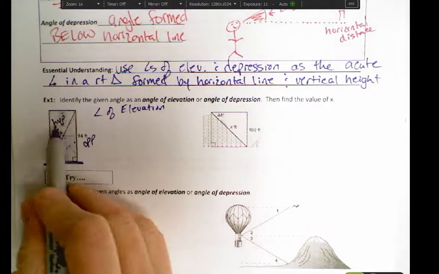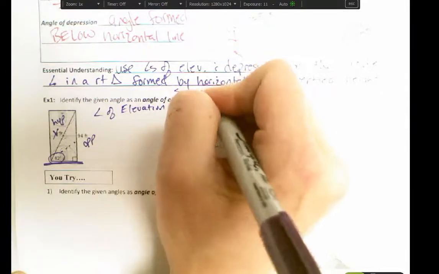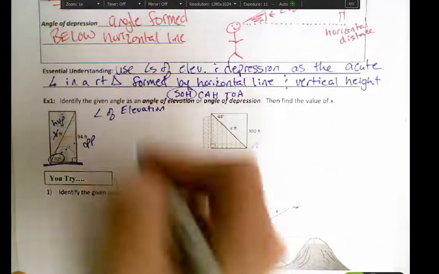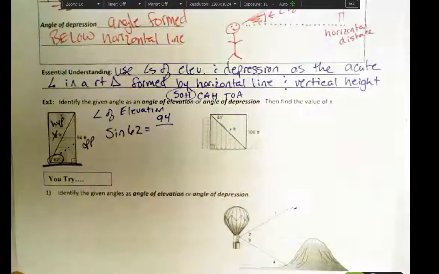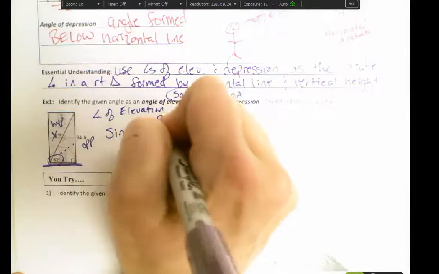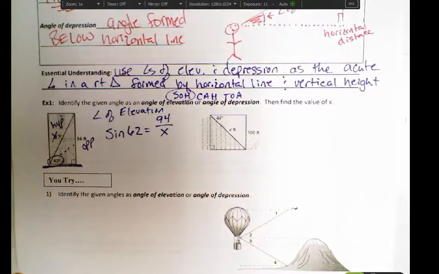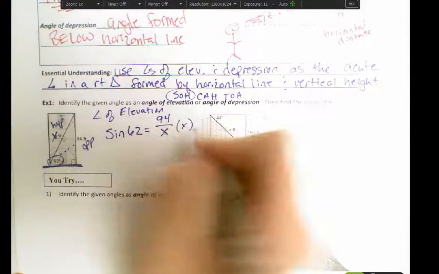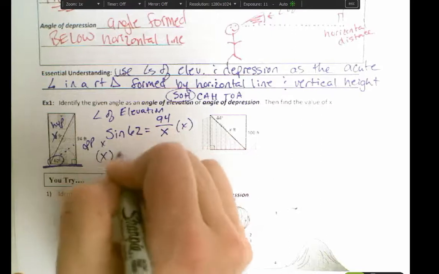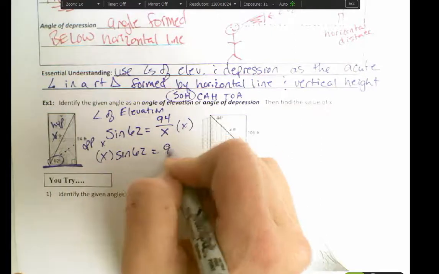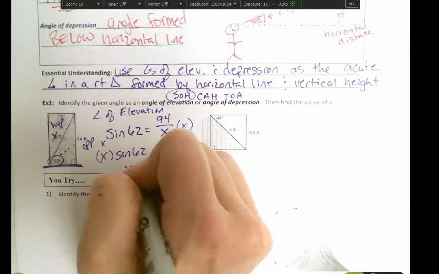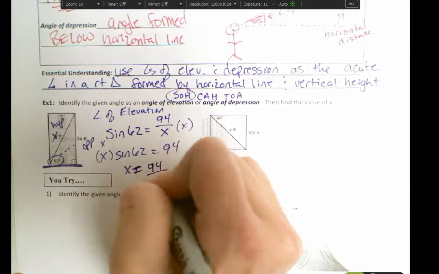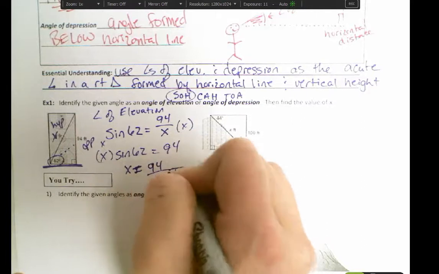I have an O and an H, so I jot down SOHCAHTOA, O and H, so I'm going to use sine. Sine of 62 is equal to the opposite over the hypotenuse, which is x. To solve for x, I have to multiply both sides by x, and I get x times sine of 62 equals 94, but x is still not by itself, so I divide by sine of 62. X is equal to 94 divided by sine of 62.